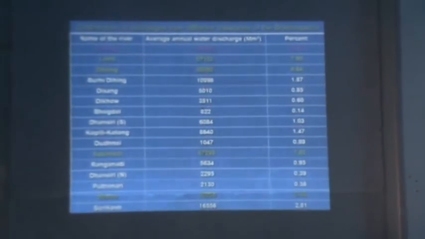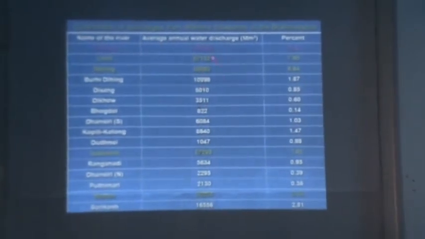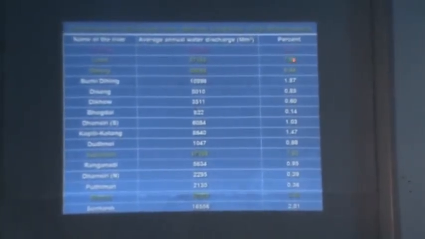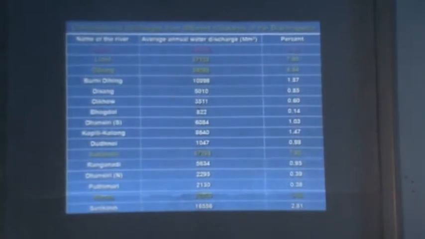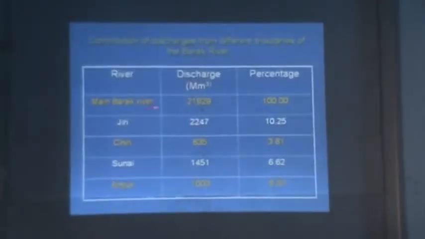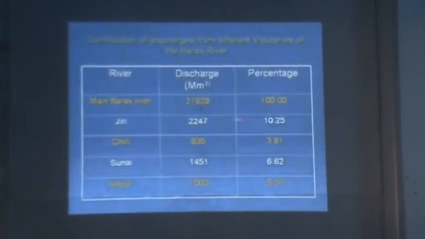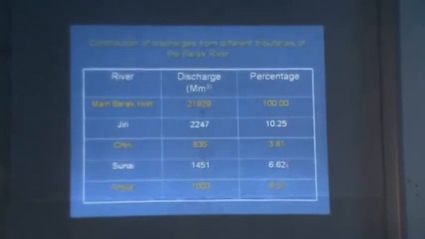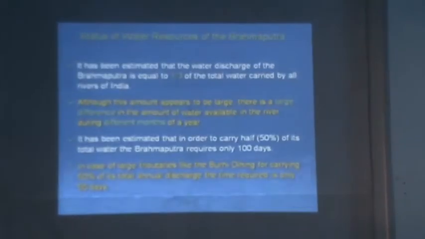So, the contribution from Dibrugarh is 30 to 33. These are the contributions from different territories: this is Dibrugarh, this is Assam, and other territories are also contributing. Similarly for the Barak River, we have the main Barak River, which is 100%. Ziri, Siri, Sunai, Amdu, these are the percentages of contribution from these rivers.